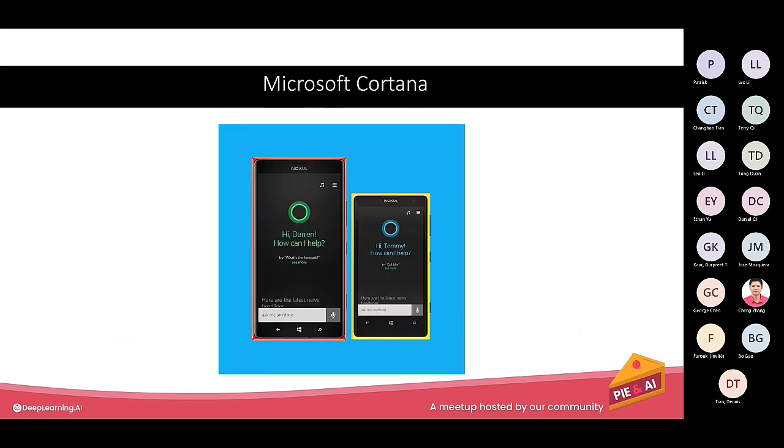And the next significant product in this area is Cortana, right? It's a system similar to Apple Siri, and it empowered Windows Phone at that time, and later was also deeply integrated with Microsoft Office.